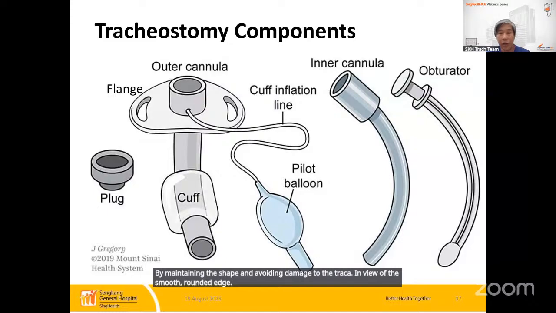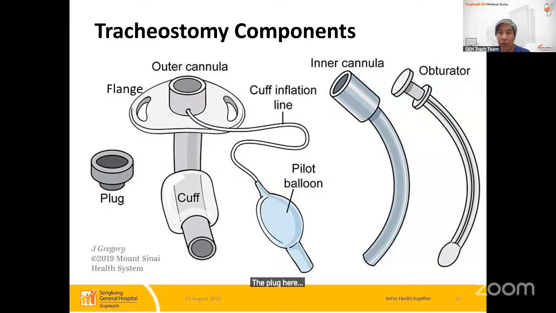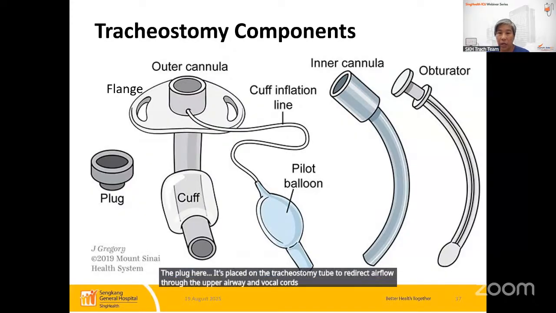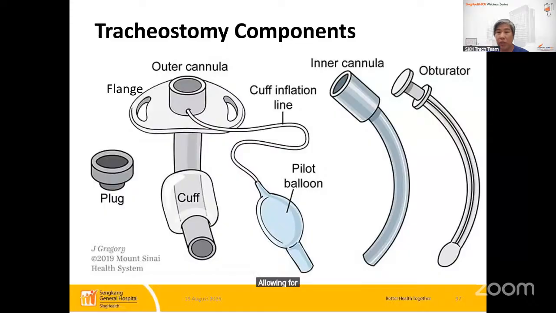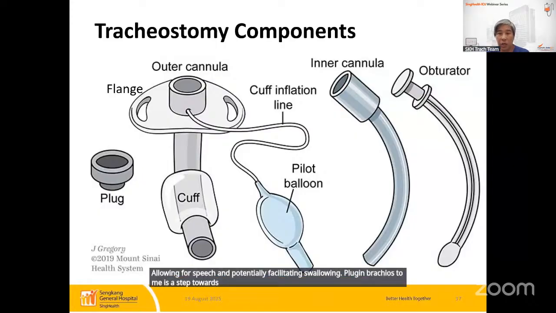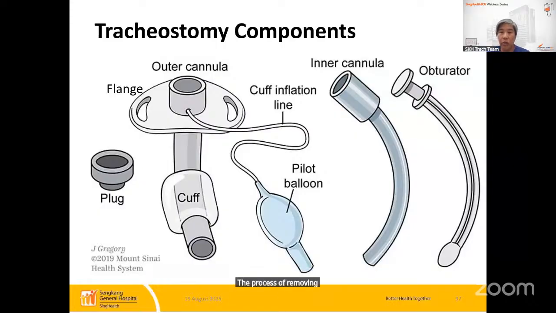The plug here is placed on the tracheostomy tube to redirect airflow through the upper airway and vocal cords, allowing for speech and potentially facilitating swallowing. Plugging the tracheostomy is a step towards decannulation, the process of removing the tracheostomy tube entirely.